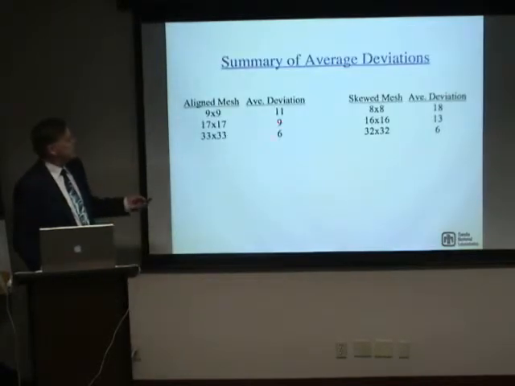If I summarize the results in the table for the aligned mesh and the skewed mesh, you can see that, if you look at the results for the 32 and 33, we're both down to just below 1% error, and nominally the same thing, so there isn't that strong of a dependence on the mesh alignment. You'll also notice here as you go from 9 by 9 to 17 by 17, there isn't that much improvement.